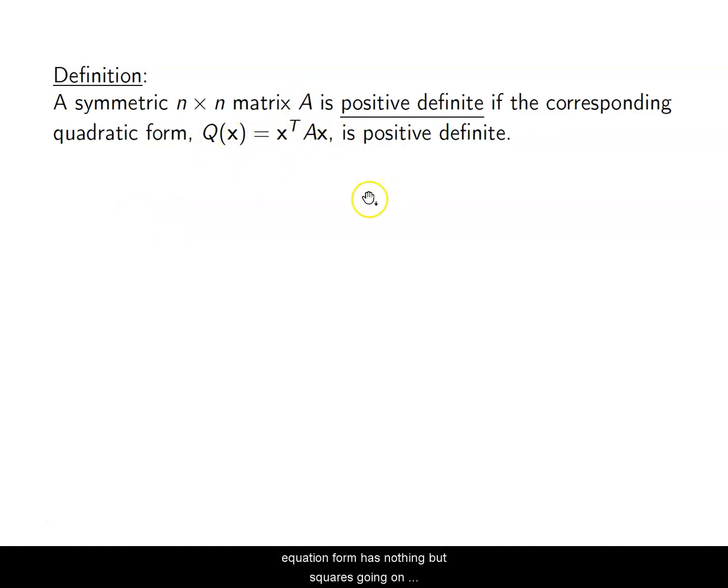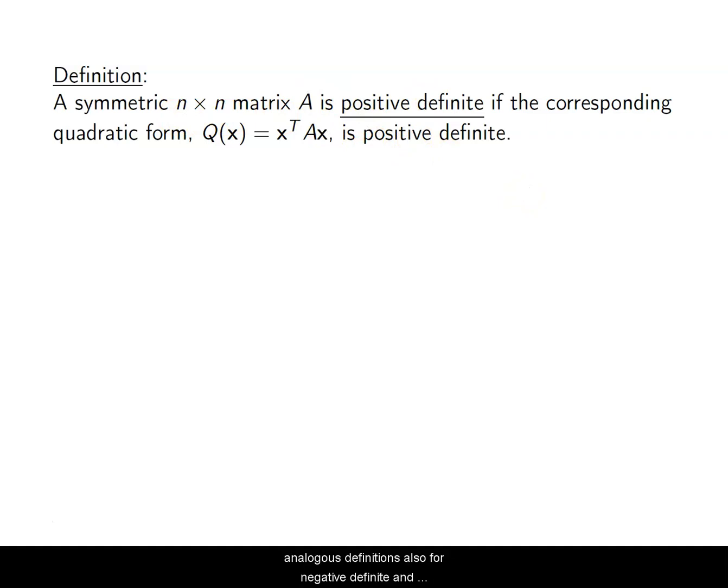And if that equation form has nothing but squares going on everywhere, then obviously it's always going to be positive, because you can't take the square of something and get a negative value out, right? So if everything is being added and everything is a squared term, then you should definitely know that it's always positive. And if the quadratic form is positive definite, then our matrix is also positive definite.